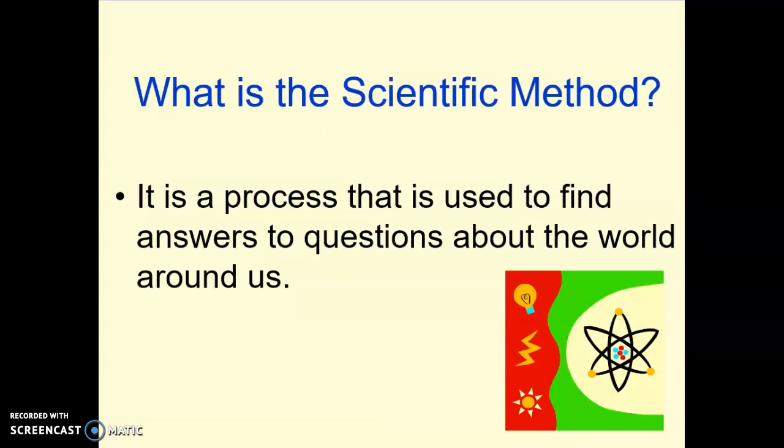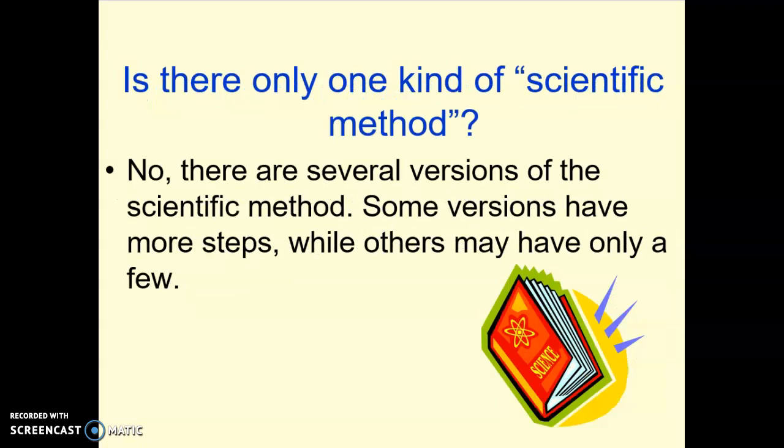What is the scientific method? So it's a process of how we can find answers to questions about the world around us. So it's essentially a way of thinking that is strategically meant to answer a question, or it has a purpose to it. So is there only one type of scientific method? Absolutely not. There are many different versions of the scientific method that exist. Some have lots of steps, some have very few steps. But essentially, it depends on how complex the question we're trying to answer is and how in depth we want to go to pursue it.